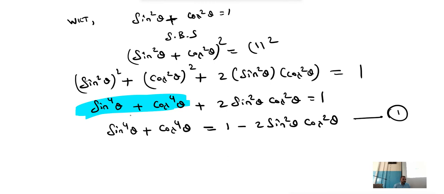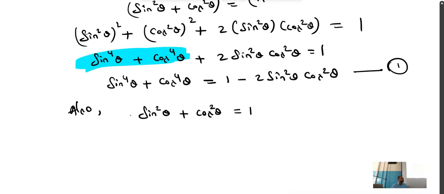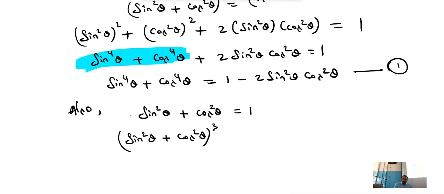Now what do we want? We want power 6. To get power 6, what should we do? Also, from sin square theta plus cos square theta is equal to 1, again for the same identity I will do whole cube. So sin square theta plus cos square theta whole cube is equal to 1 whole cube. Now it's in the form of a plus b whole cube.